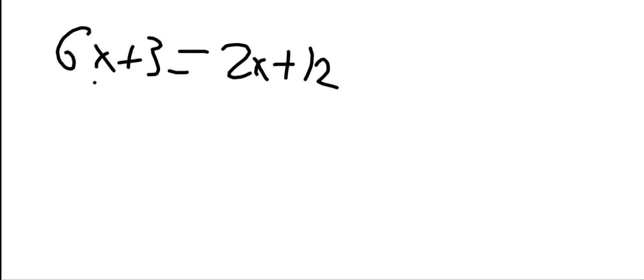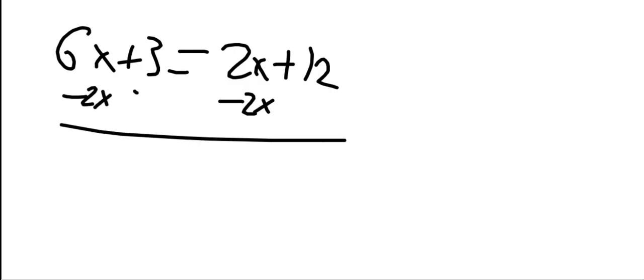So now from here, we solve the equation like normal. We subtract 2x from both sides, and we subtract 3 from both sides. So from here, we get 4x equals 9.